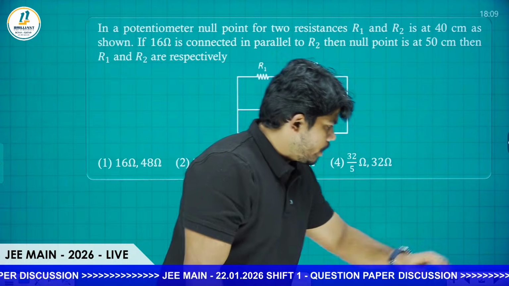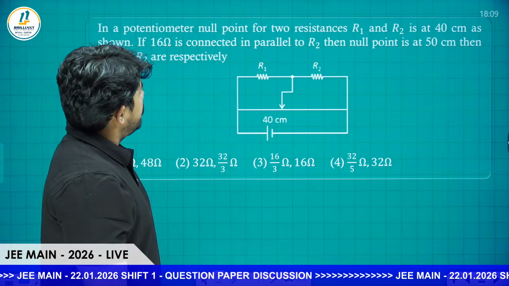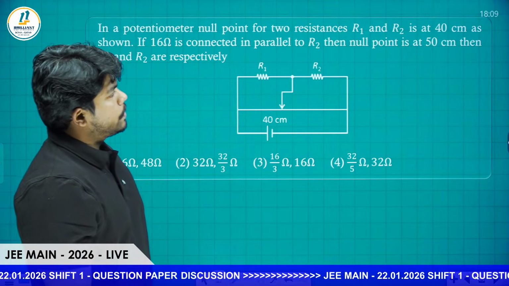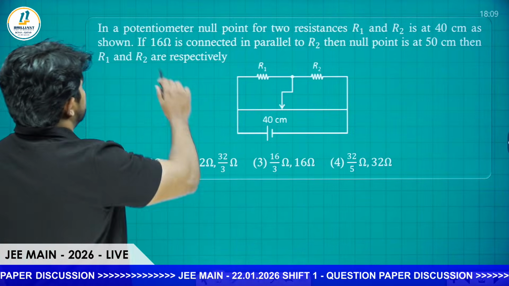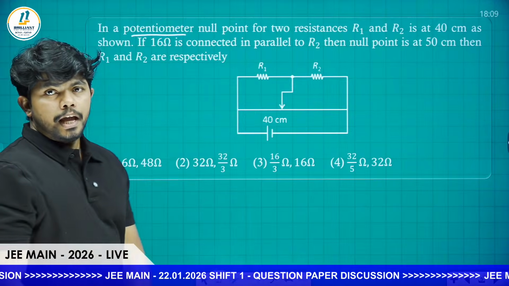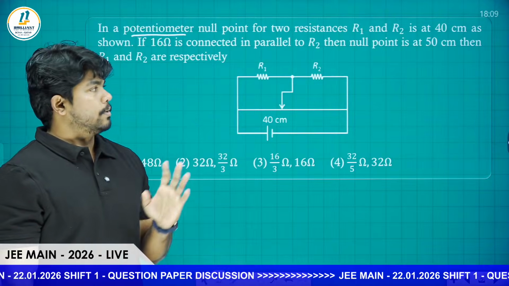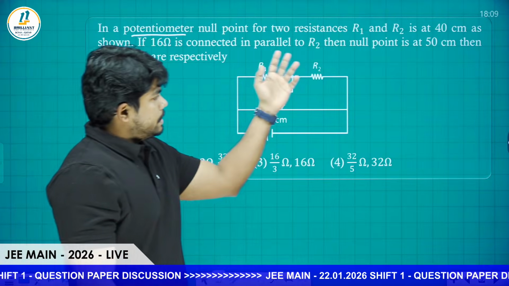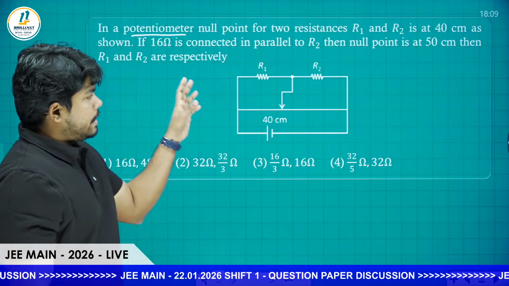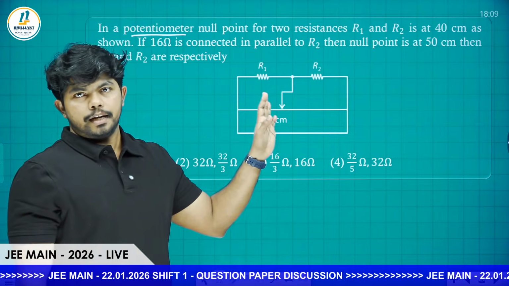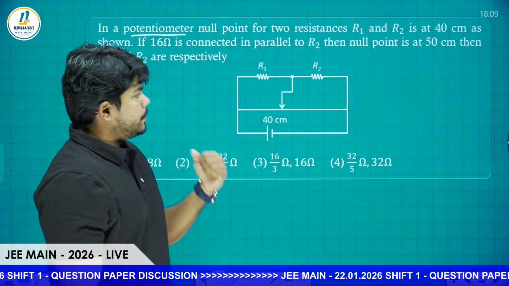Okay, so moving on to the next one. Here it is given that a potentiometer null point for two resistances R1 and R2 is at 40 centimeter. Obviously when you see the word potentiometer, everyone knows that the potentiometer is not in the JEE syllabus, but this is not actually in the sense of a regular potentiometer. It is nothing but a Wheatstone bridge condition, right? A potentiometer is actually an advanced version of a Wheatstone bridge, we can say.